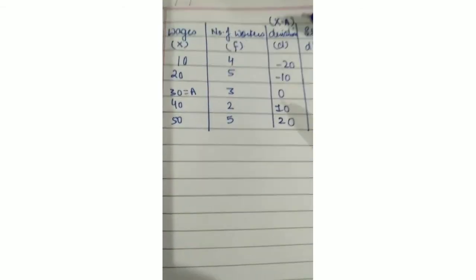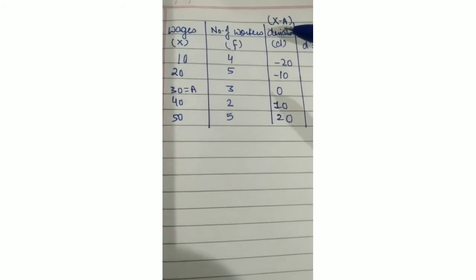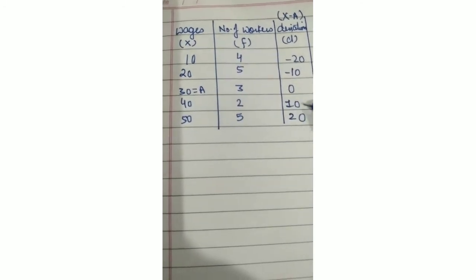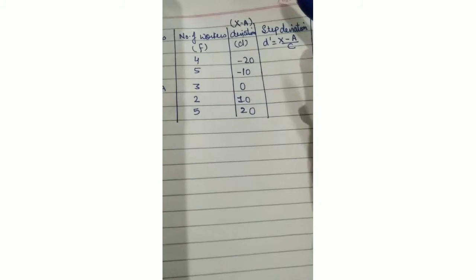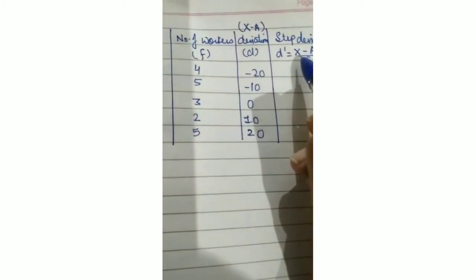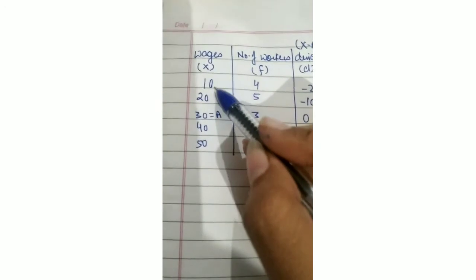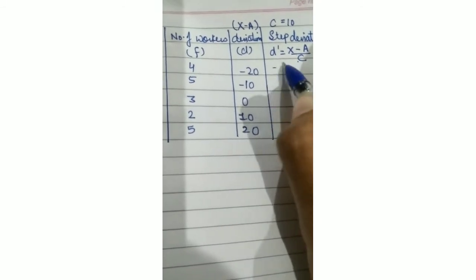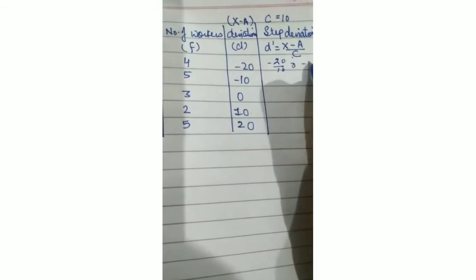So let's begin. As we have this setup, which we previously also understood in shortcut method, we find the deviations d, that is x minus a: 10 minus 30, 20 minus 30, 30 minus 30, 40 minus 30 and 50 minus 30. Now finding the step deviation, we have the formula d dash equals to x minus a divided by c. The common factor is the common distance between the wages, that is 10. So c will be 10. Minus 20 divided by 10 gives us minus 2.